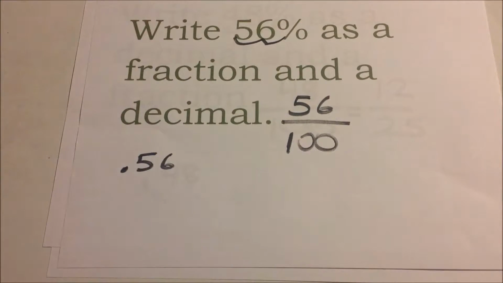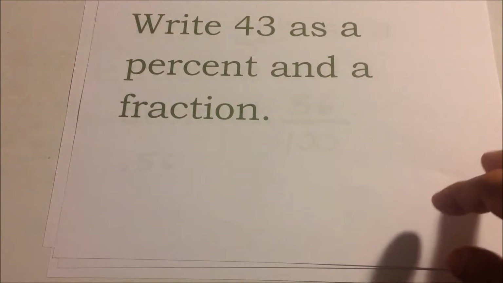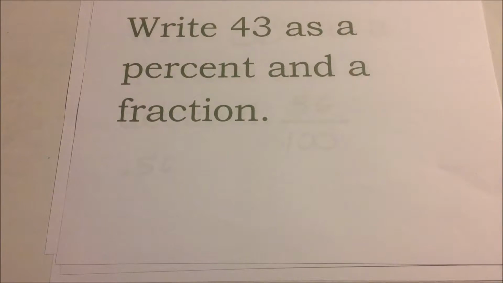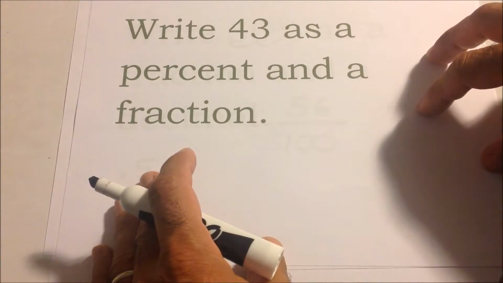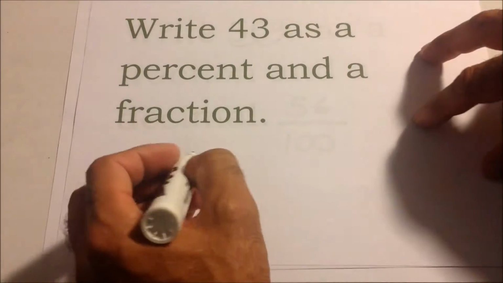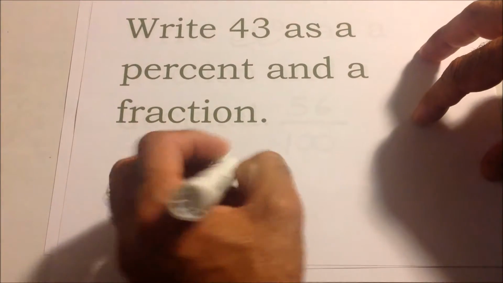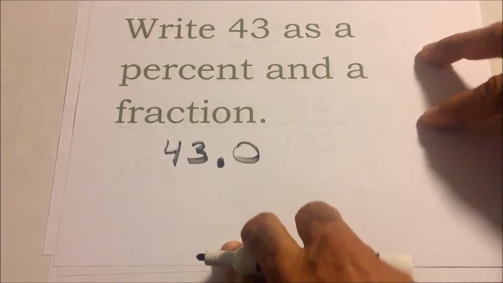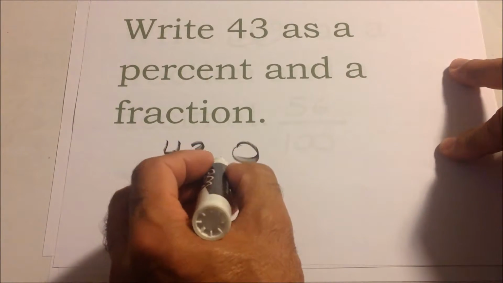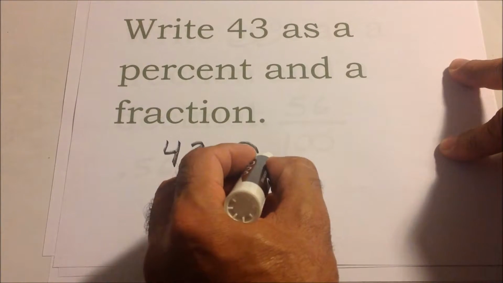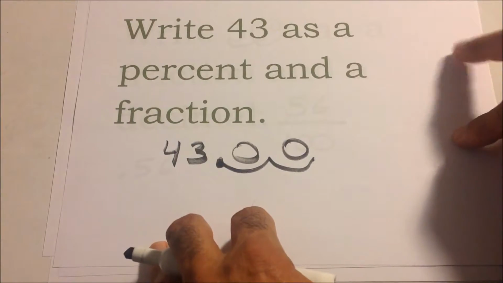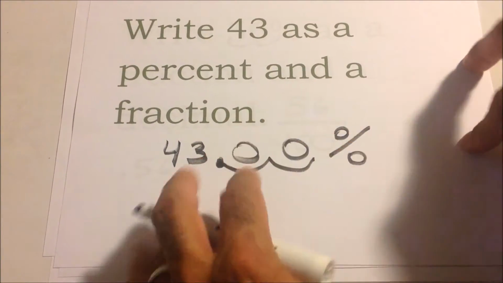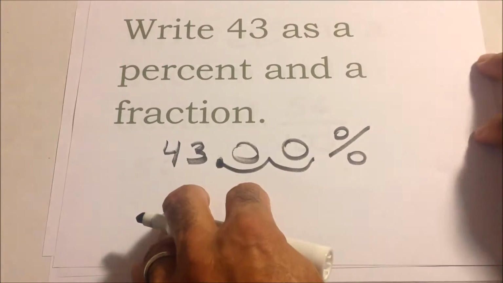What if we had something like this? Write 43 as a percent and a fraction. So I was trying to trick you here. There's no decimal point here. It's just 43. It's a whole number. Okay? So when you have a whole number, it's actually 43.0. So if you want to make a percent, you have to move the decimal point twice. 1, 2. Don't forget, when you have a gap, put a 0. So this is 4,300%. 4,300% if you had 43 as a percent.